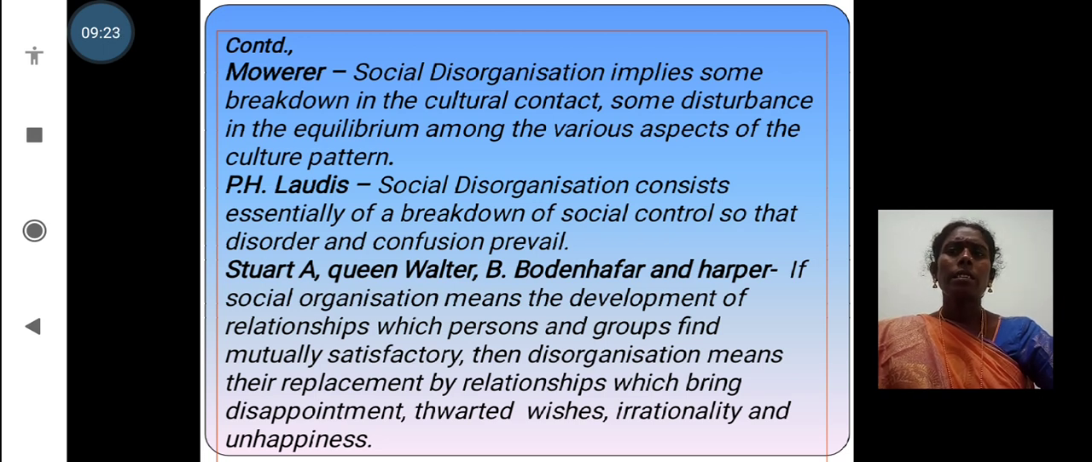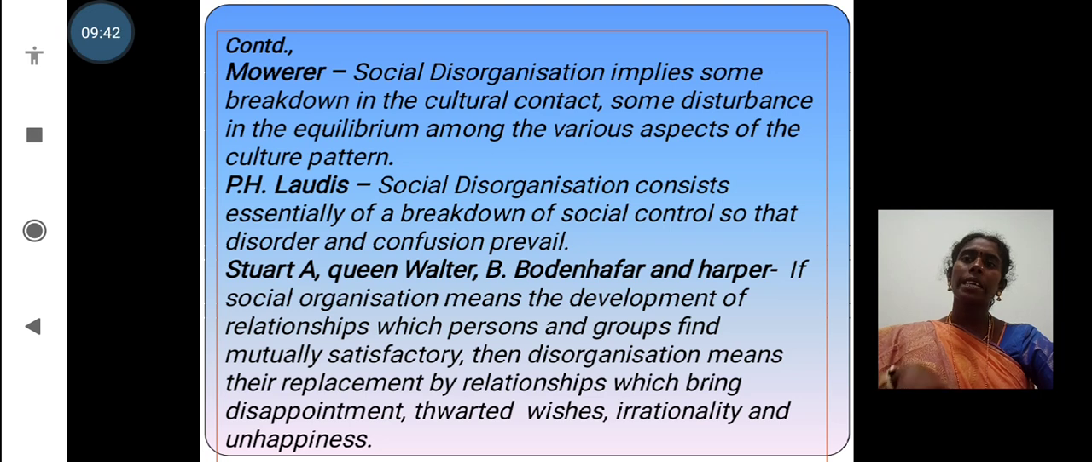Mowrer says social disorganization implies some breakdown in the cultural contact, some disturbance in the equilibrium among the various aspects of the culture pattern. Our society has a set of social norms. Those norms break down among the social members, so the cultural contact is affected. This breakdown of cultural contact creates unequal conditions among the various aspects of the cultural pattern.